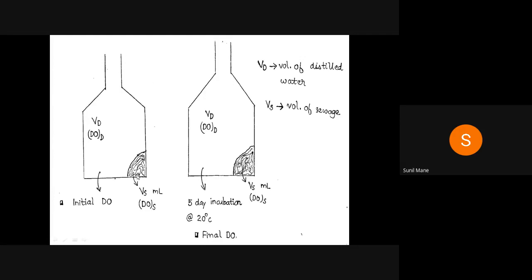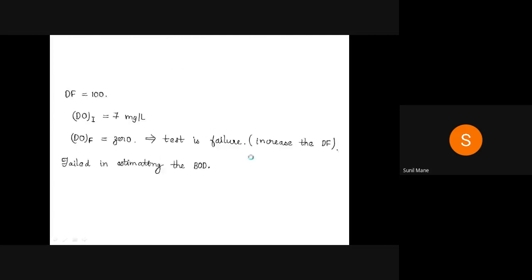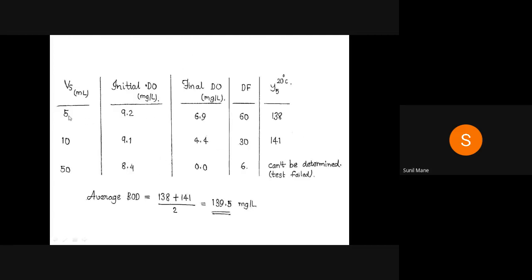So the volume of sewage and the volume of distilled water, this particular volume we are going to carry out as a variation. And whenever we carry out this variation, that means whatever dissolved oxygen is there would vary because of the addition of this volume of wastewater or sewage.